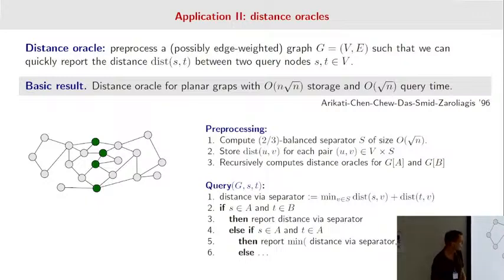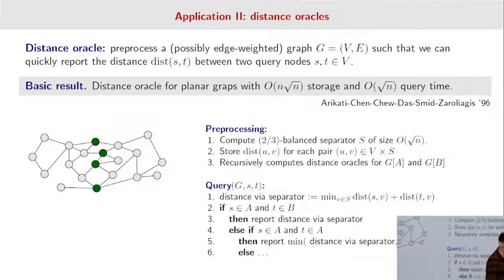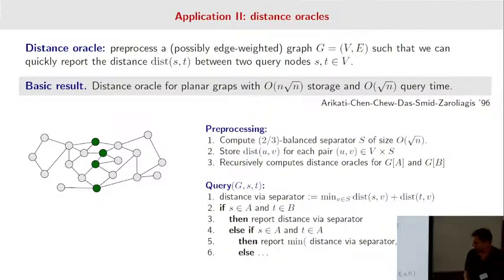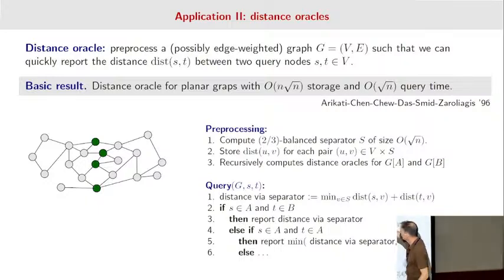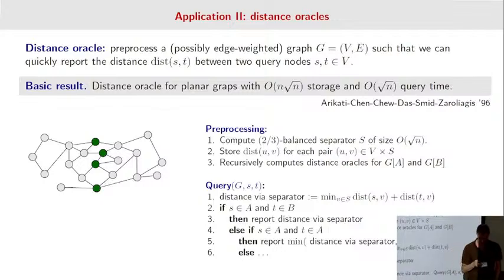Okay, very simple. If both of them are on the same side, it could be that you have to go via the separator, or maybe you stay in this part. So again, you take the best option, and that's it. Right, and that would give a structure with, well, depending on the size of the separator, but since our separator is size square root of n, I get n root n storage and root n query time.